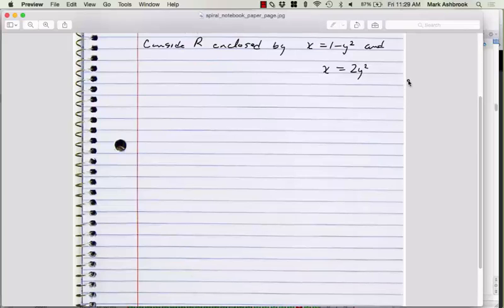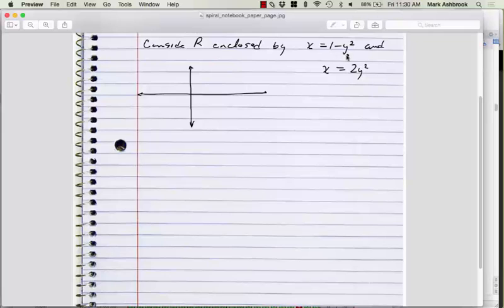Could you sketch these without your graphing calculator? In fact, if you try to use your graphing calculator, it messes students up, so you need to know what those look like. x equals 1 minus y squared: it's a parabola, and it's going to open down, but now down is in the negative x direction. So it's going to open to the left, right?